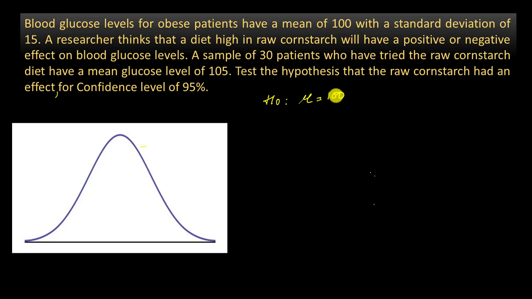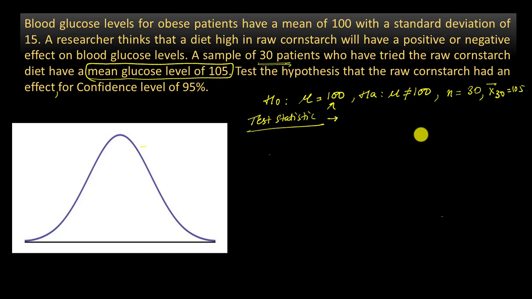and the alternate hypothesis, which is the hypothesis of the researcher, is that the raw cornstarch diet will have a positive or negative effect on blood glucose levels. So either the blood glucose level is going to be greater than 100 or it's going to decrease. So we can say that the alternate hypothesis is mu is not equal to 100, and we have been given that the sample size is 30. Now we have to select the test statistic.